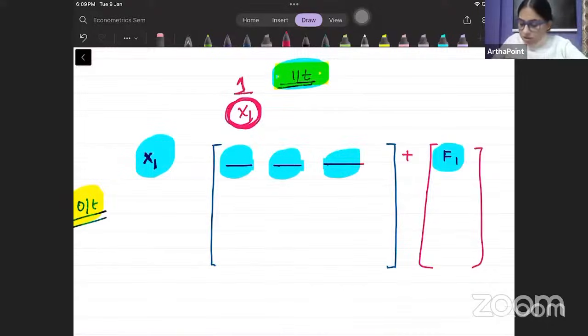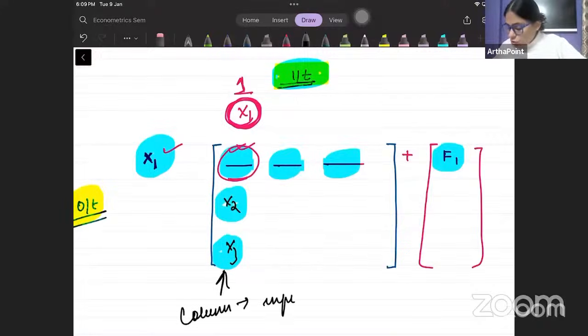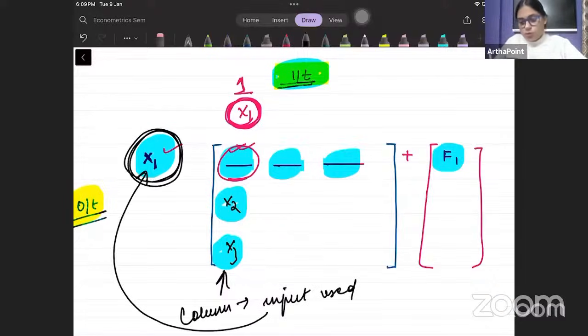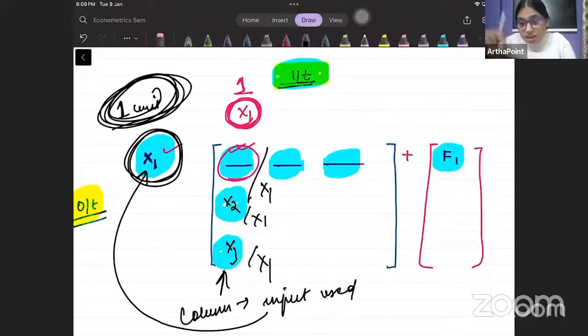Industry 1 has to use this many units of its own, but it has to use X2 and X3 also. Meaning it used some units of other industries as well. This column represents the input used to produce X1 units of the output. So to produce 1 unit of output, I have to divide each one of them by X1. I divided column 1 by X1, right?